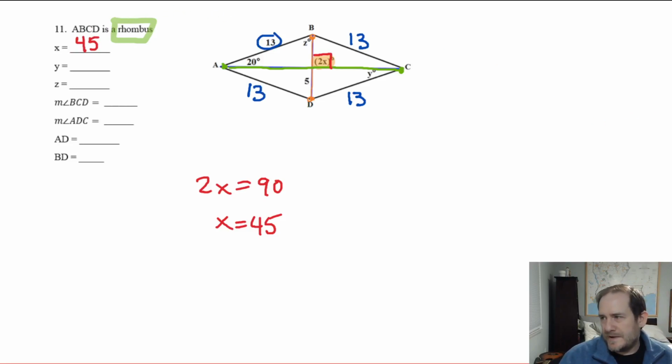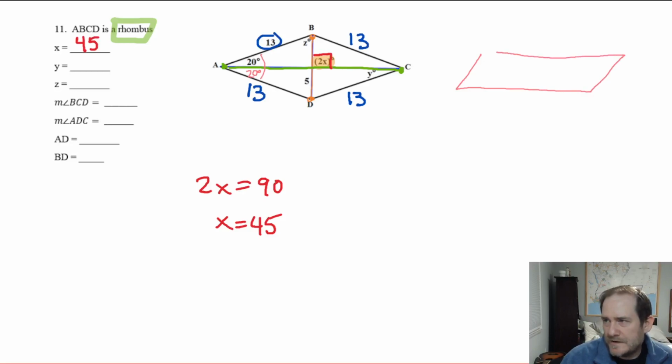Now for the other big thing about rhombuses. The other big thing about rhombuses and their diagonals is that the diagonals actually bisect these angles. You actually know that because this guy up top is 20, this guy down here is 20. And again, that would not be true in a parallelogram.